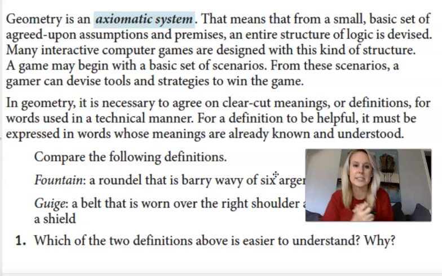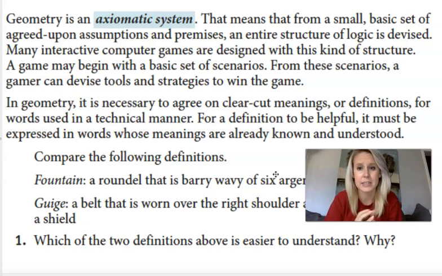So geometry is an axiomatic system. That means that from a small, basic set of agreed upon assumptions and premises, an entire structure of logic is devised. So that was a lot. Basically, it's saying geometry was created from very small agreed upon assumptions or guesses.